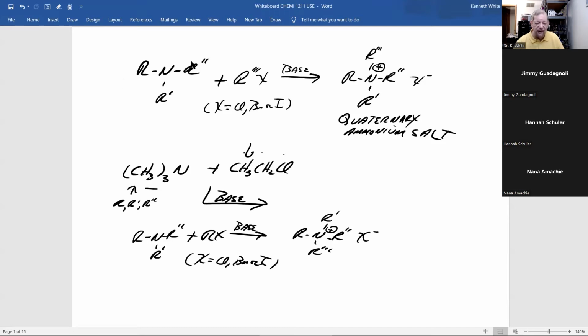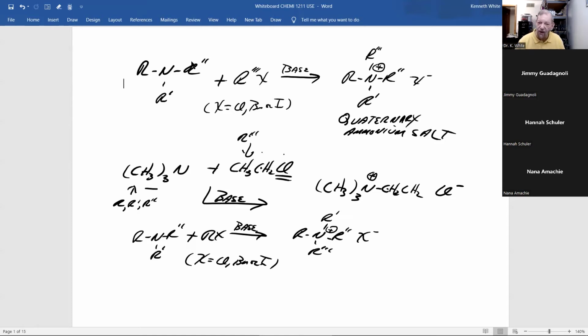Well, this is my R triple prime. The 3 methyl groups will still be on nitrogen, so I can do this. The carbon with the halogen is the carbon bonded to the nitrogen, this one right here. It's got a plus charge, and my anion comes from here, chloride. And that's a quaternary ammonium salt.